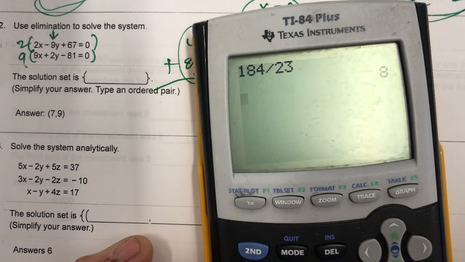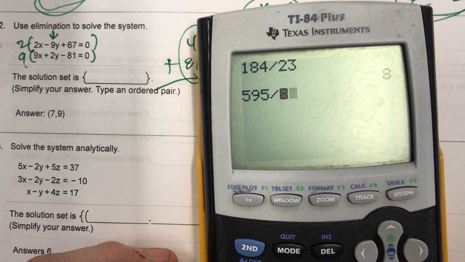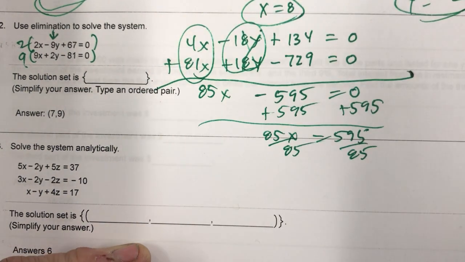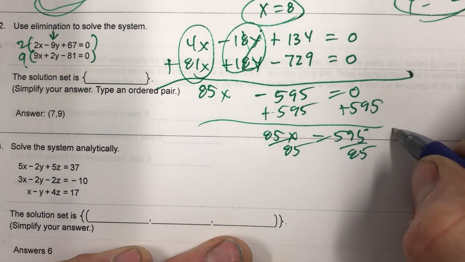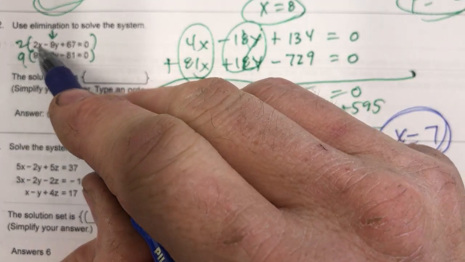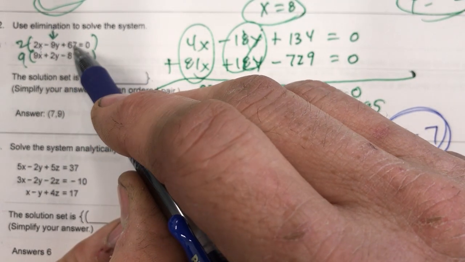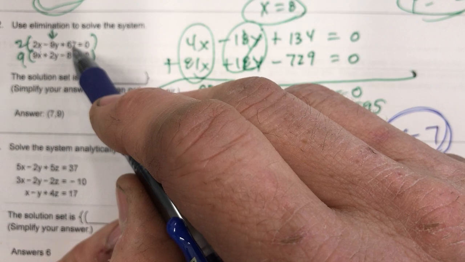Let's see here. 595 divided by 85 is 7. So here we go, x is 7. I'm going to take 7 and put it right at the top. 2 times 7 would be 14. 14 plus 67 would be 91.